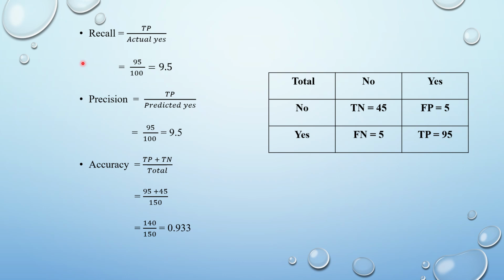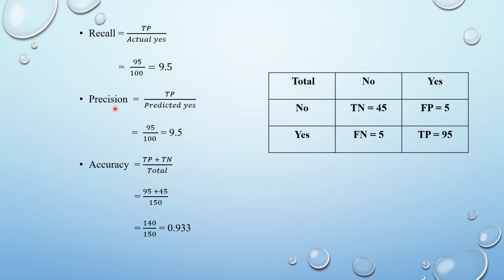First is recall. Recall is equal to true positive divided by actual yes. So true positive is 95 and actual yes are 100. So 95 divided by 100, which is equal to 9.5. So the value of recall is 9.5.